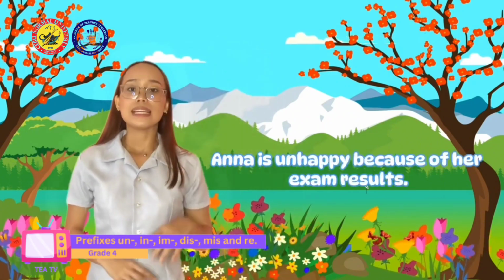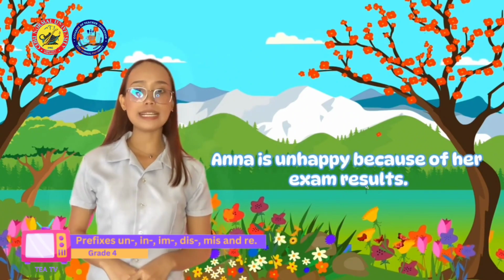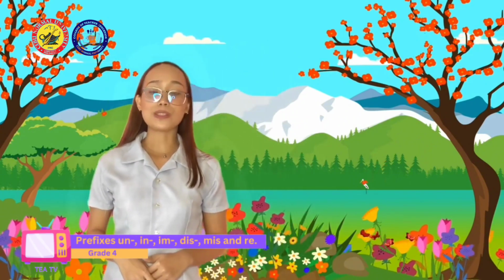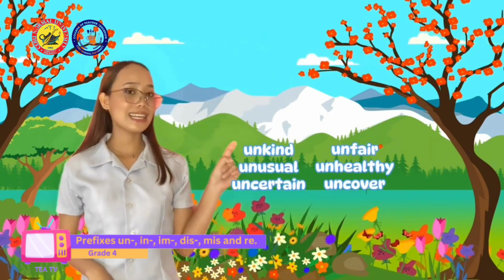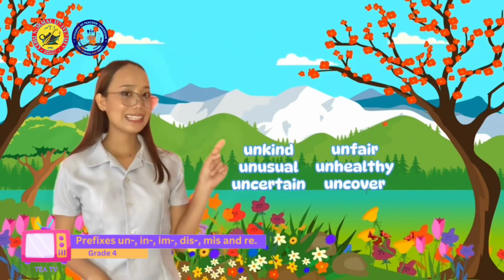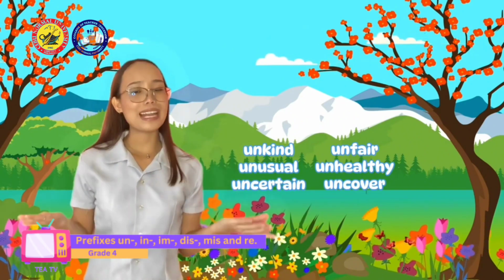Let's use it in a sentence. Anna is unhappy because of her exam results. It shows that Anna is not happy, satisfied, or pleased with her performance, resulting in a low score. Some examples are unkind, unusual, uncertain, unfair, unhealthy, uncover, and many more.